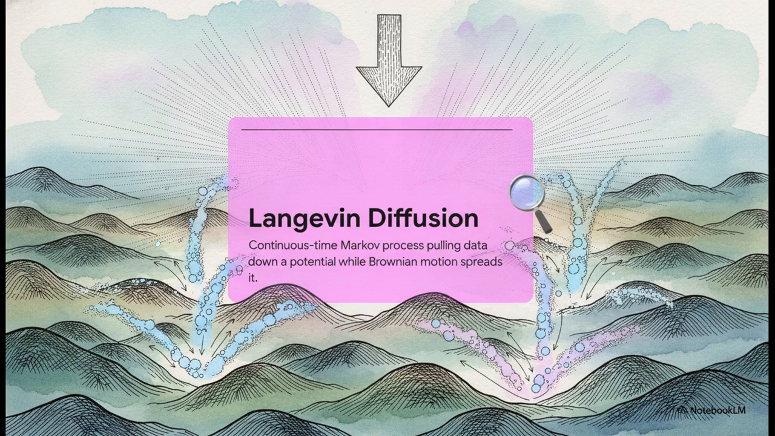Think of a physical landscape made of rolling hills and really deep valleys. In this space, we have a continuous time process where a specific drift force is constantly pulling data downward. It wants to go to the deepest valleys because that's where the highest density of our target information lives. But if it only pulled downward, everything would just collapse into a single boring point. So this pulling force is gracefully balanced by Brownian motion. It's a calculated, smoothing spread of random noise that ensures the entire landscape is explored fairly and completely.